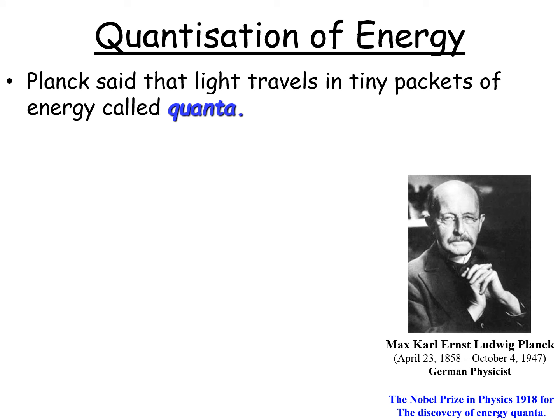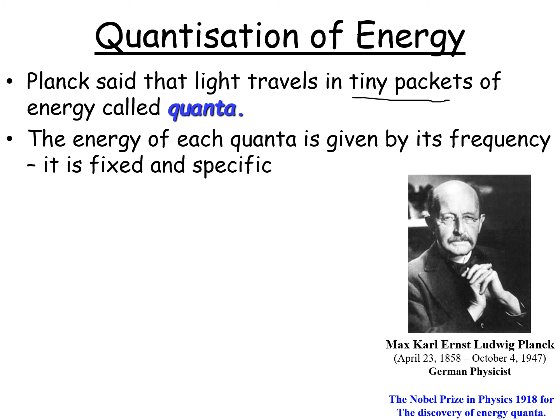So how did scientists solve this problem? Well, there's lots of bits and pieces to this. First of all, Planck came along and said that light travels in tiny packets of energy called quanta. Because it's tiny packets, that means there's a fixed amount. So that's why he called it a quanta. A quanta literally means a small amount of something. The energy of each quanta is given by its frequency. So therefore it's fixed and specific.